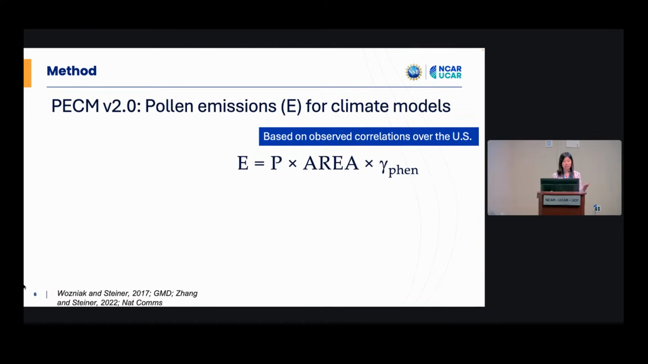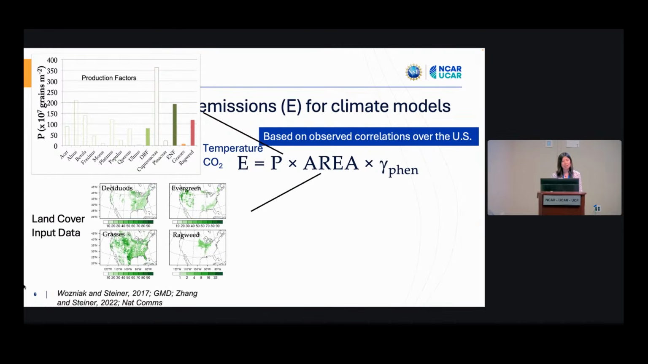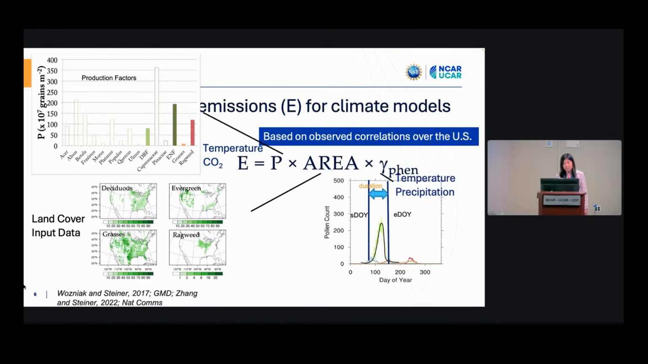Basically, this emission scheme is based on the observed correlation over the United States. The first one is the production factors, where we are including different types of species' pollen production, and this production can change with temperature or carbon dioxide. This is also driven by the land cover. Here I'm showing the plant functional type coverage, but this model can also do species-level coverage. The last one is a phenology term. Here the colorful lines show the observed pollen concentration, and it basically fits a Gaussian distribution.